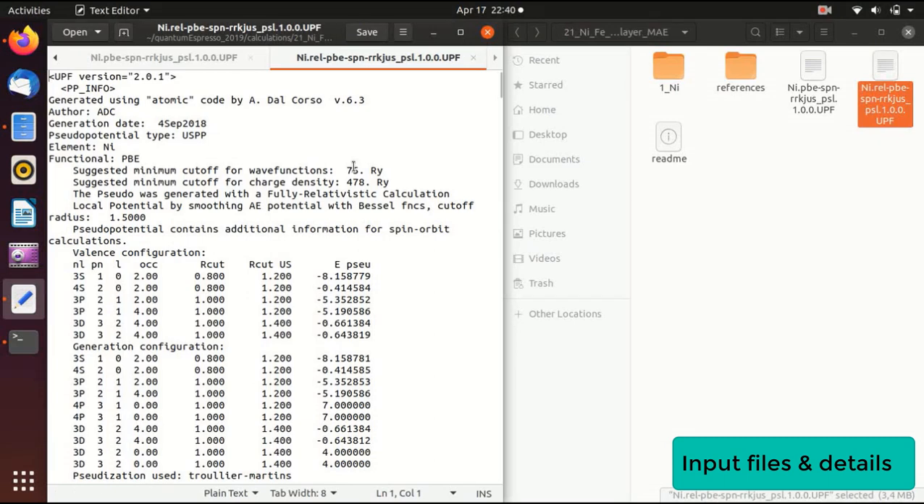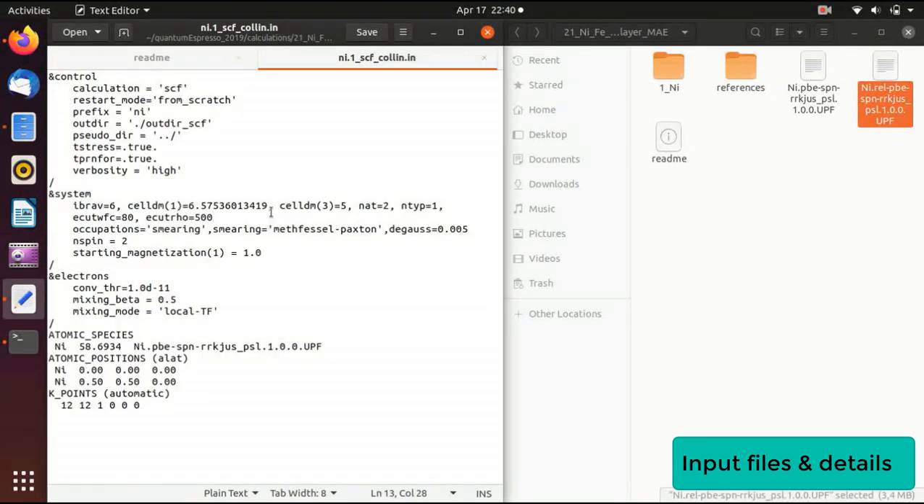For the relativistic one, just choose 80 and 500, and we set the verbosity to be high so that it outputs all of the bands on the k points, but of course this is optional here.